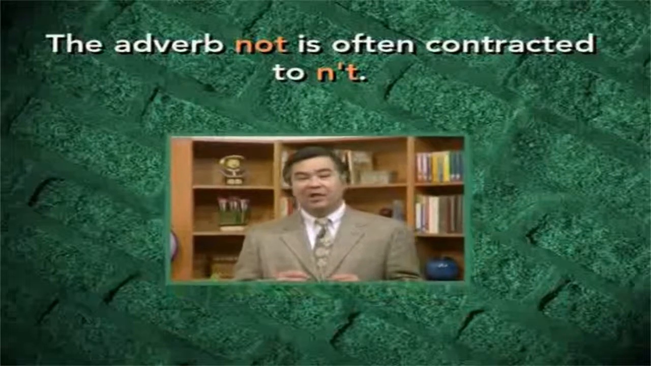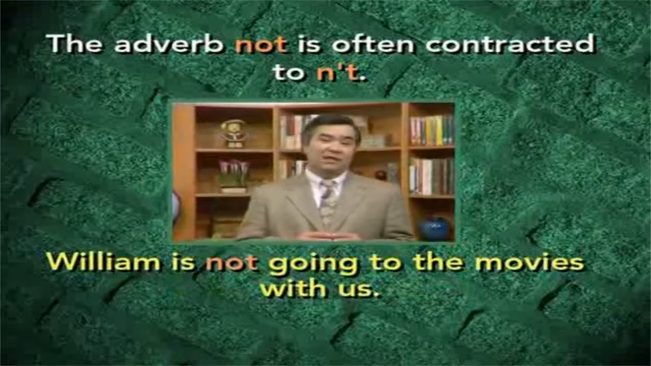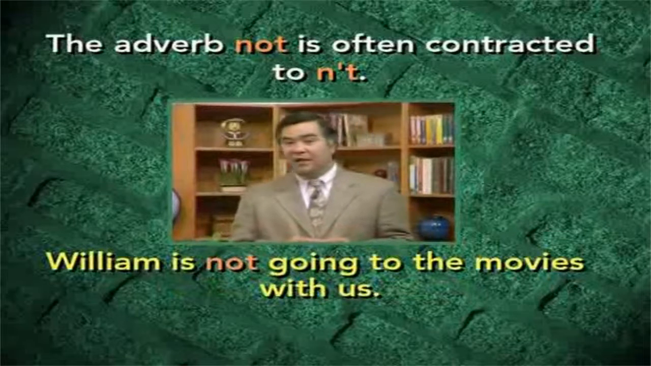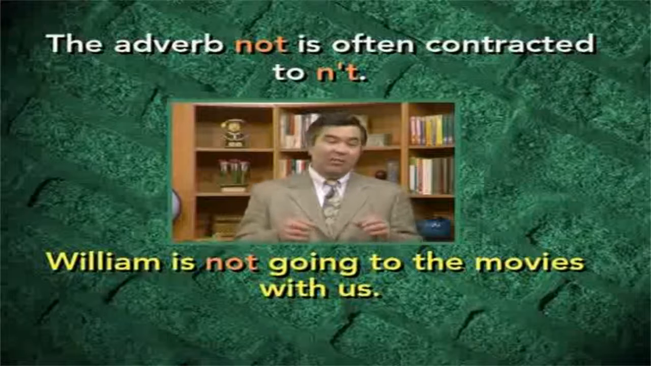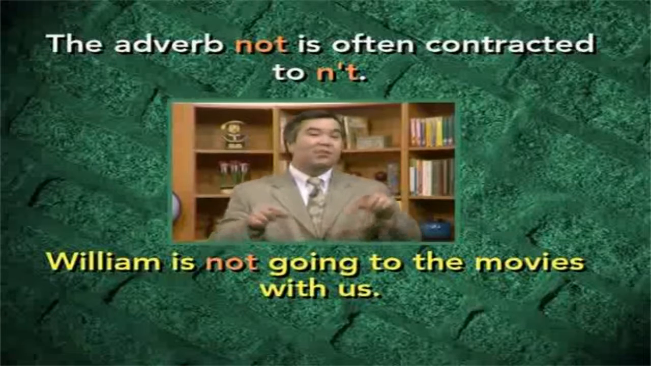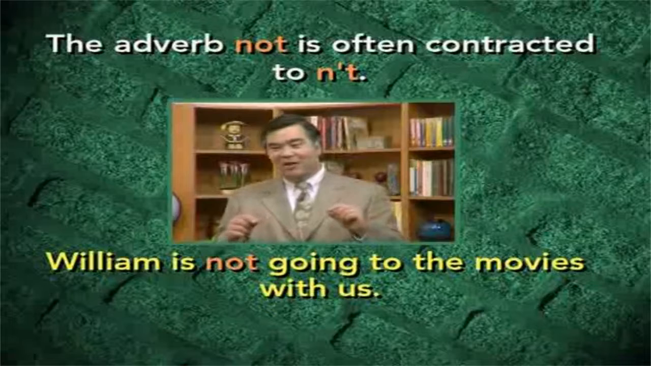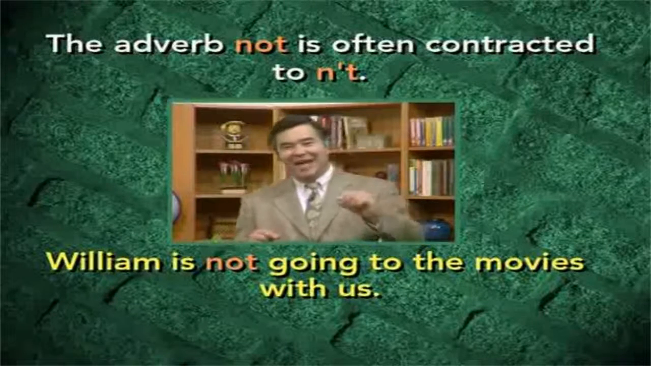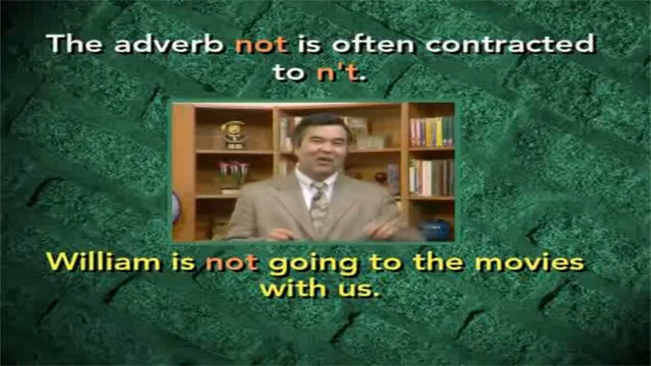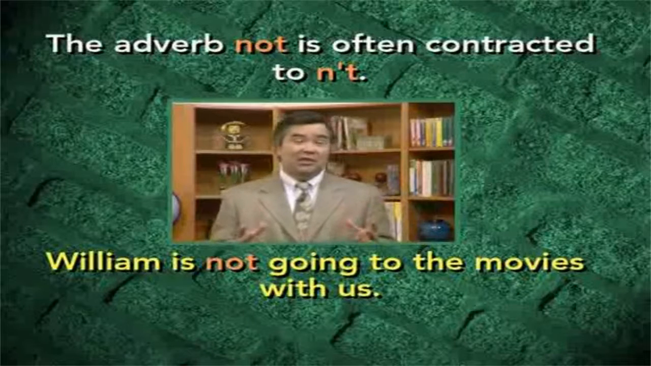So for example, look at these two sentences. William is not going to the movies with us. Here the adverb not appears in the middle of the verb phrase is going. Remember that the adverb not isn't part of the verb phrase, even though it interrupts it. The verb phrase in this sentence is going. Not is an adverb which, in this case, interrupts the verb phrase or appears in the middle of it and changes its meaning to a negative.